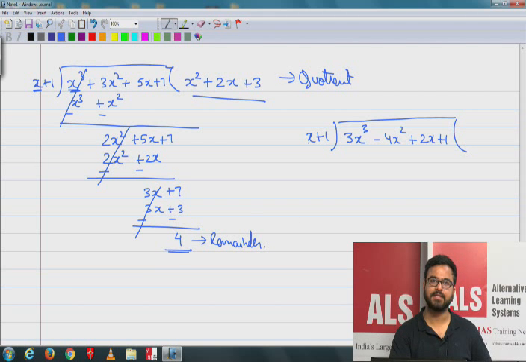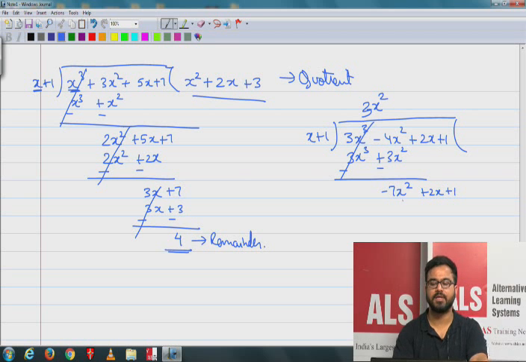Now here it is x and here it is 3x cube. So first we will multiply x with 3x square to get 3x cube, and 1 also multiplied by 3x square, that will become 3x square. Subtracting, this will get cancelled out. Now it is minus 4x square and minus 3x square. So minus 4 and minus 3, that will be minus 7x square. Now copy down this 2x and 1.